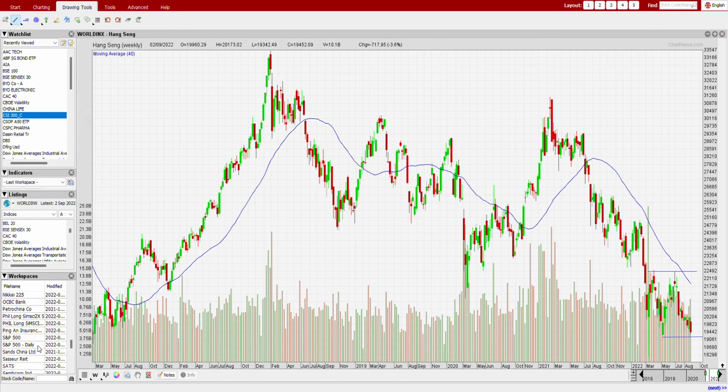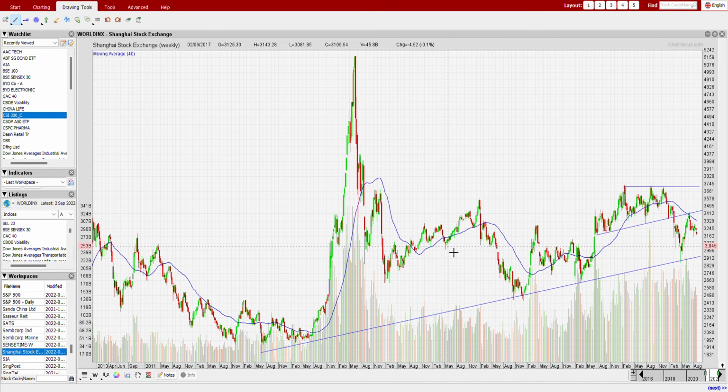Talking about the Chinese stock market now, the Shanghai Stock Exchange, if you see, this is a major uptrend. Okay, some weaknesses lately, especially if we look at the Chinese yuan versus the US dollar. It has been depreciating against the US dollar, so that's probably explaining the weaknesses of the Chinese stock market.